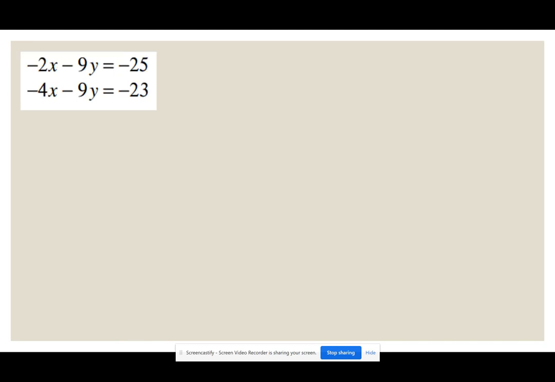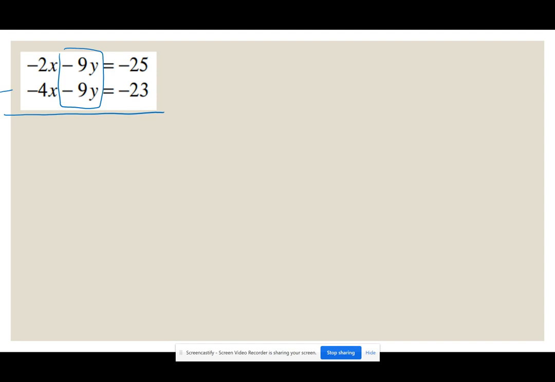All right, next one. Again, we're looking for zero pairs. I see 9y and 9y, so I'm going to go ahead and put a big old box around them. And this time, they are the same sign. They are both negative. So same signs, we subtract. Okay, now be very careful when you're subtracting. You want to make sure that you are doing the right operations.